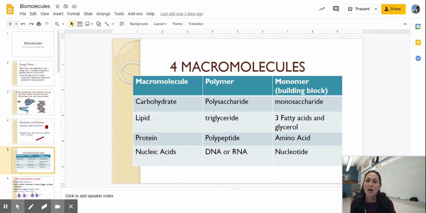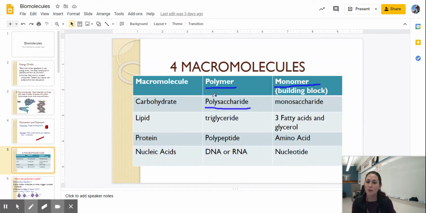Okay, so the macromolecules that we already mentioned have both polymers and monomers that you're going to need to identify. And what I would do is in each of your 4 squares on your notes, I would go ahead and write down, for example, in the carbohydrate square, I would write that the polymer is a polysaccharide and that the monomer is a monosaccharide.